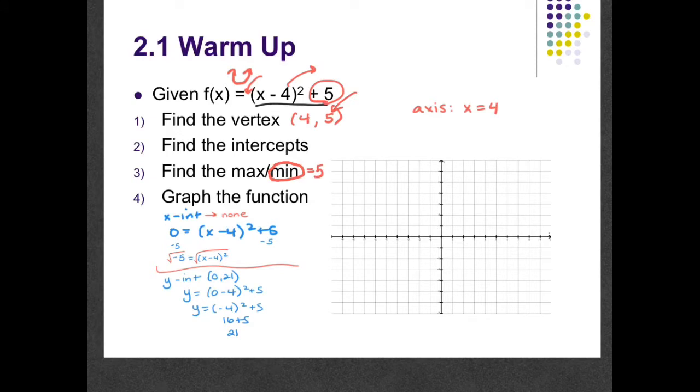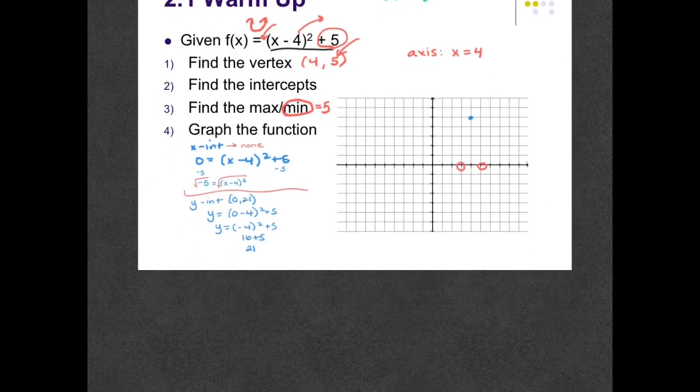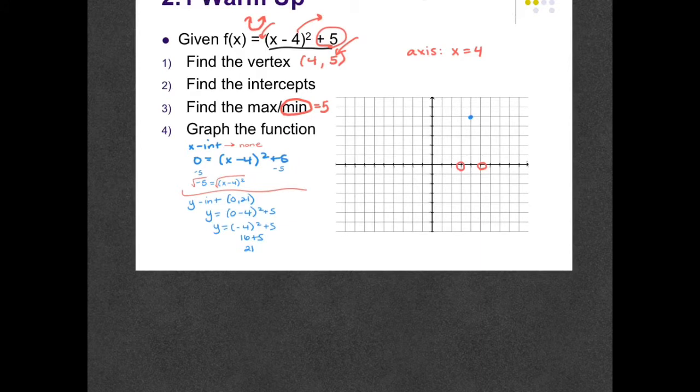So if we plot what we have already, we've got a vertex at 4, 5, and then we've got a y-intercept all the way up at 21. So I don't know, somewhere way up here, 0, 21. So I want to plot some additional points because I didn't have enough to go on. I'm going to go left and right of my vertex x coordinates. So I'm going to plug in 3 and I'm going to plug in 5. 3 minus 4 squared plus 5, and then 5 minus 4 squared plus 5.